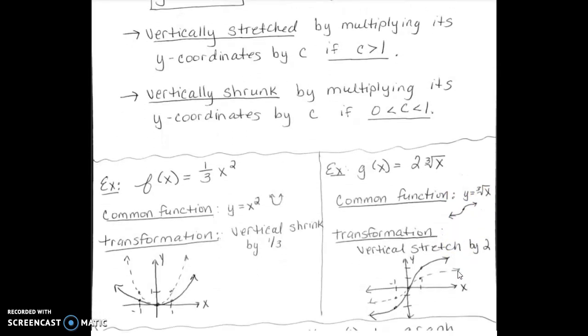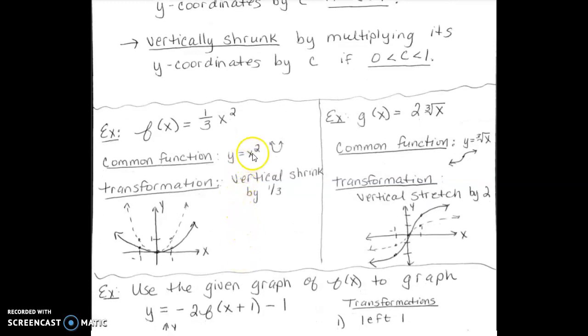So our two examples here are for two of our common functions. The first one we're going to look at, f of x equals 1/3 times x squared. So this would be the common function y equals x squared, which is the U shape. The transformation would be a vertical shrink by the factor of 1/3. We call it a shrink because this number is between 0 and 1.